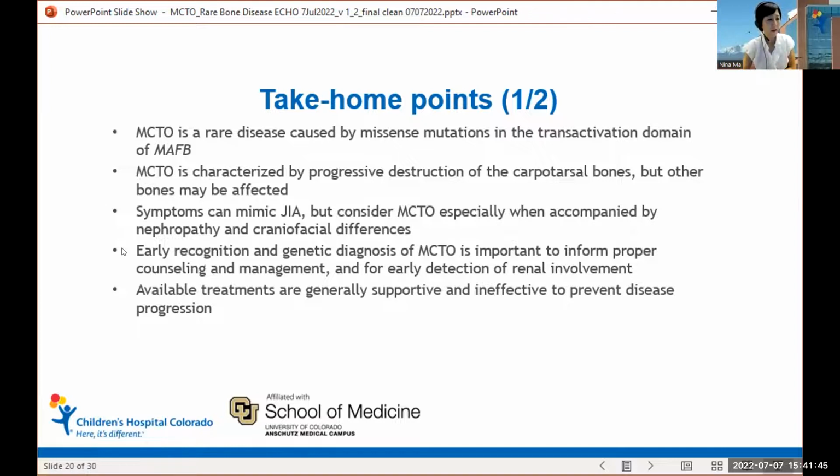It's important for early recognition and a genetic diagnosis of MCTO in order to inform proper counseling and management of these patients, and particularly for the early detection of renal involvement. Currently available treatments are very limited and generally supportive, and they've been ineffective to prevent disease progression.